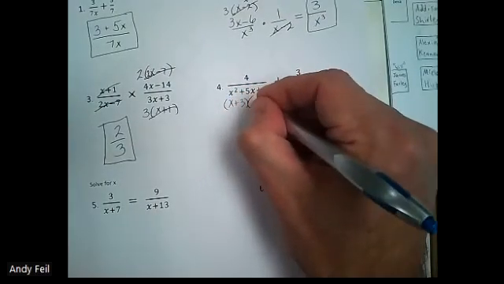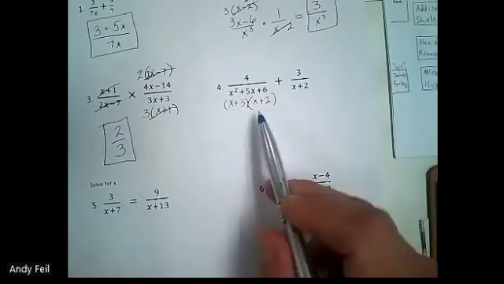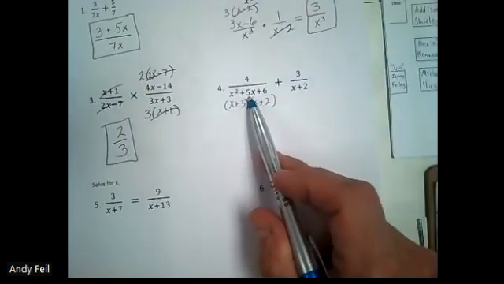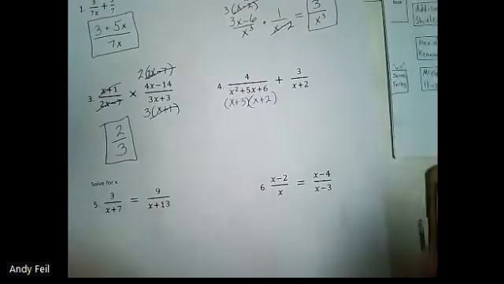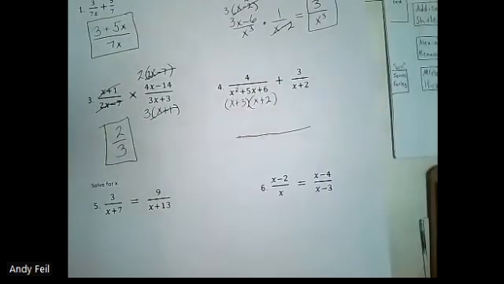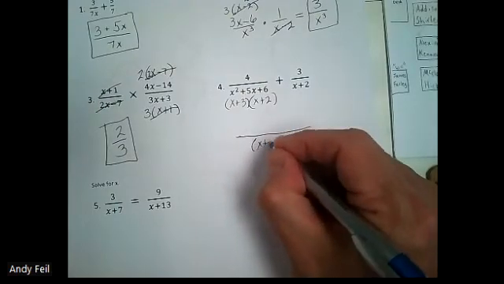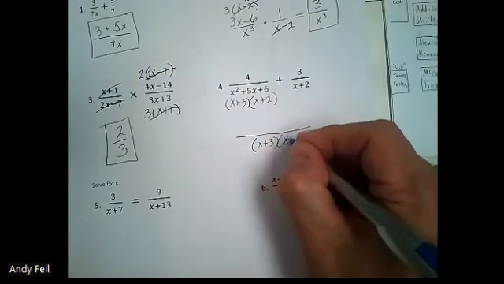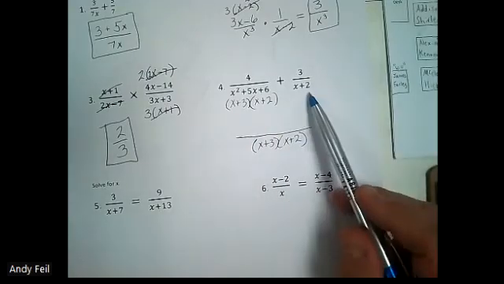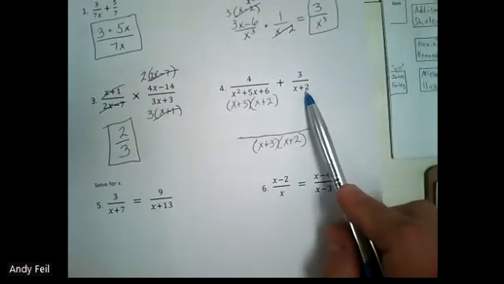3 and 2. Then check: do 3 plus 2 give you 5? They do. So now you factored it. Now we want to make a common denominator. Take everything from the first fraction and put it in the common denominator. And then only put things in from the second denominator that aren't already in there.